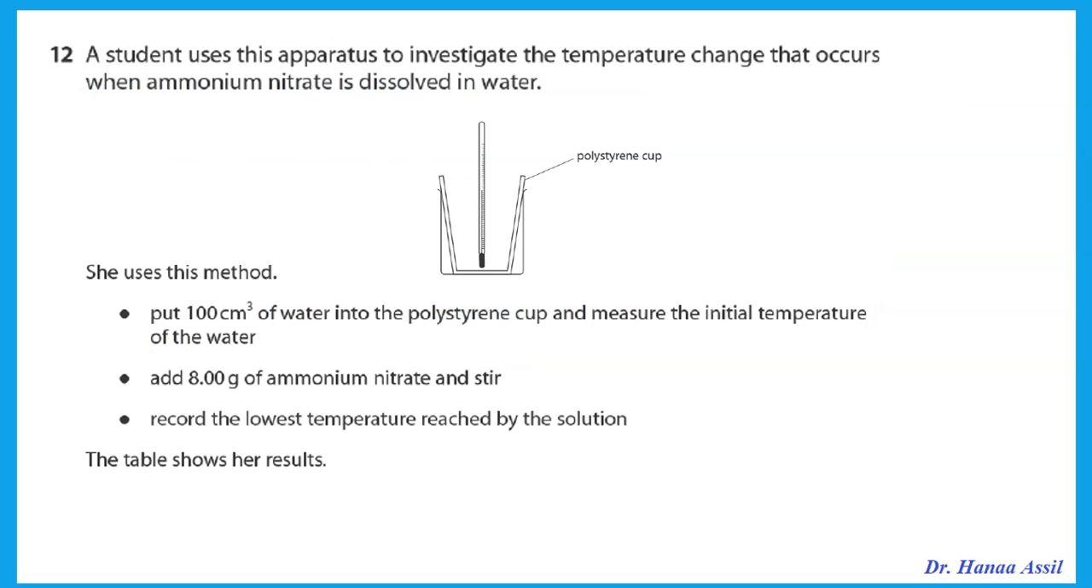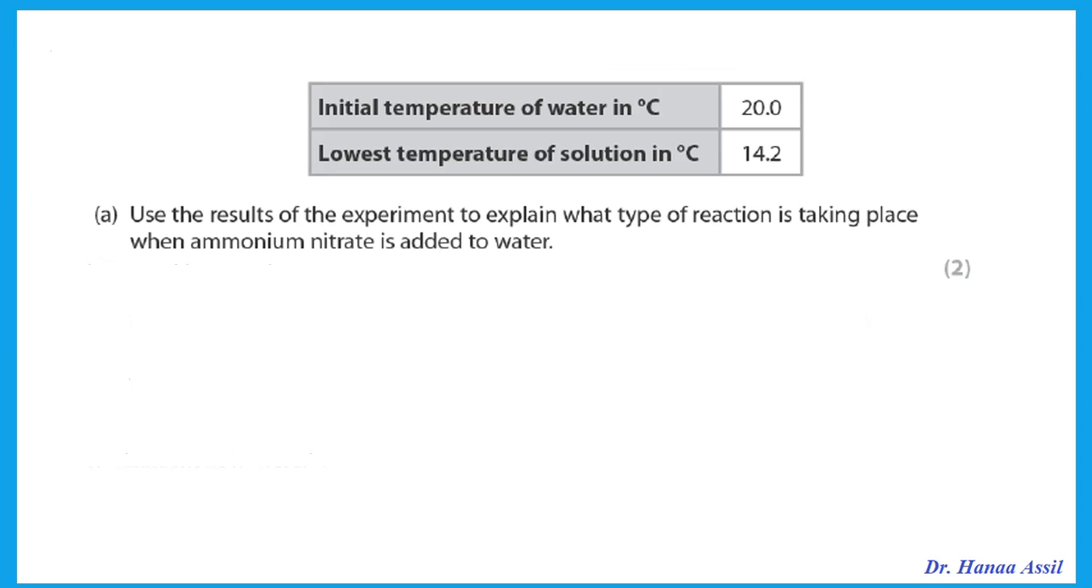A student uses this apparatus to investigate the temperature change that occurs when ammonium nitrate is dissolved in water. She uses this method. Put 100 centimeters cubed of water into the polystyrene cup, measure the initial temperature. Add 8 grams of ammonium nitrate and stir. Record the lowest temperature reached by the solution, and the table shows her results. So the initial temperature was 20 and then it went down to 14.2.